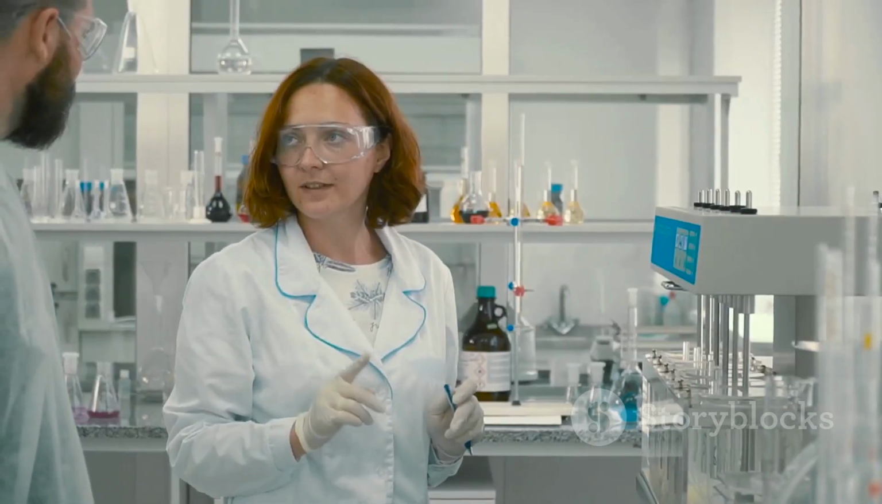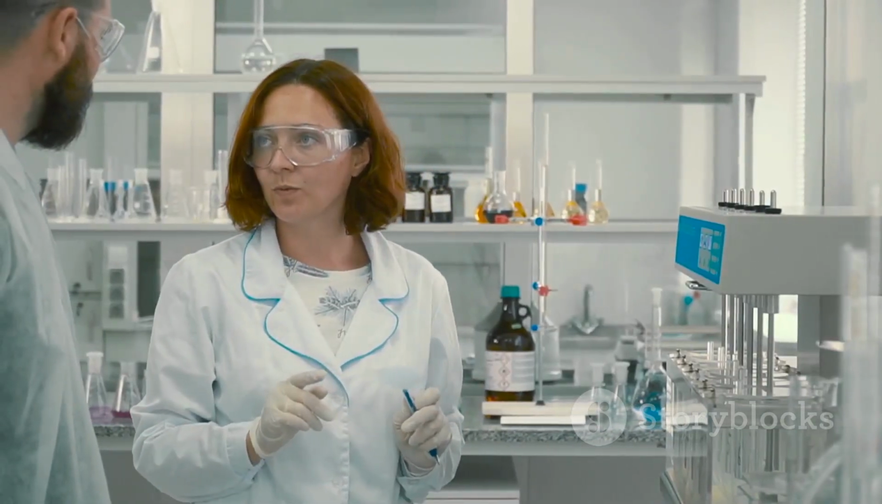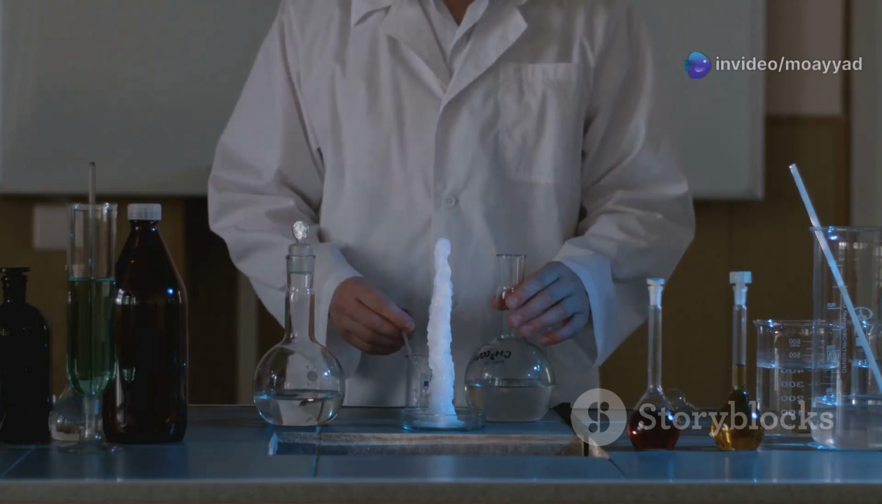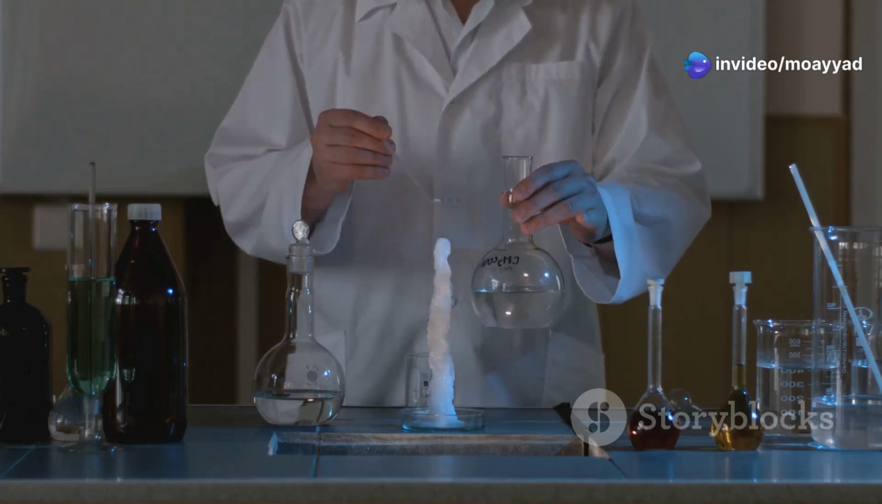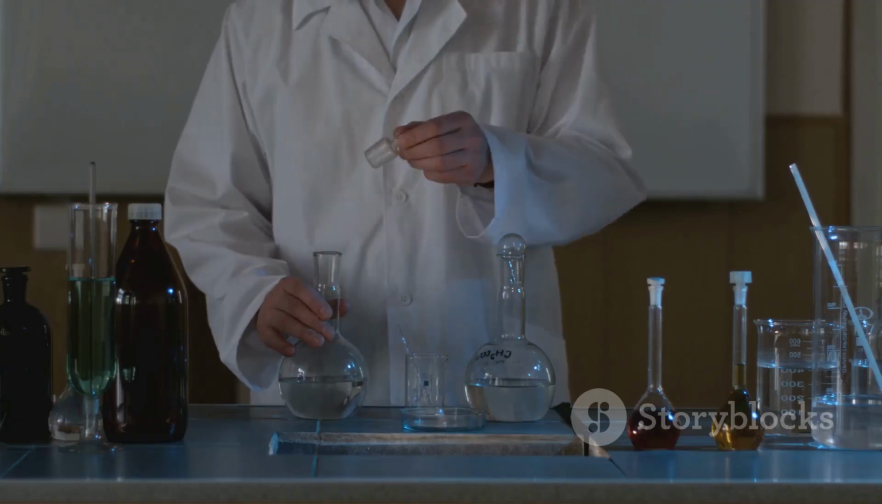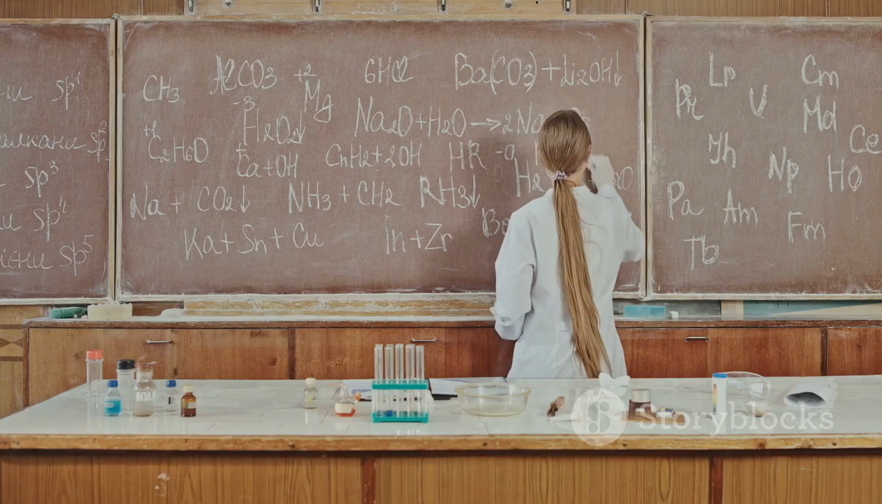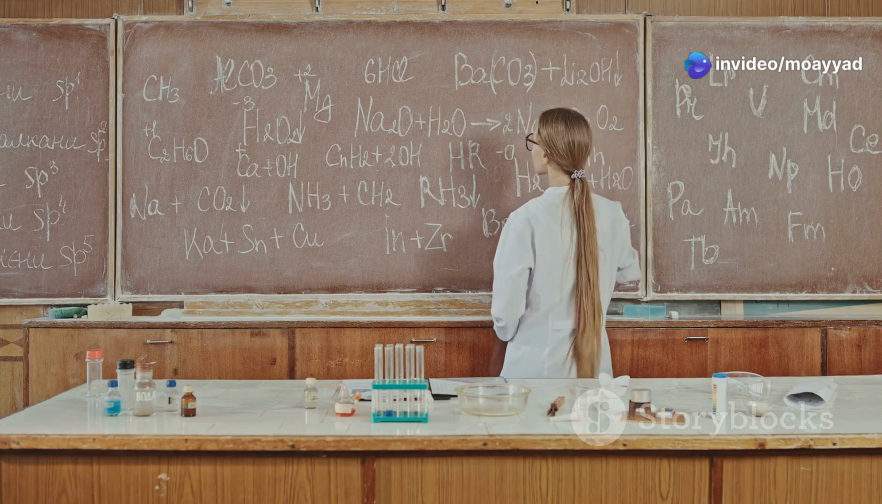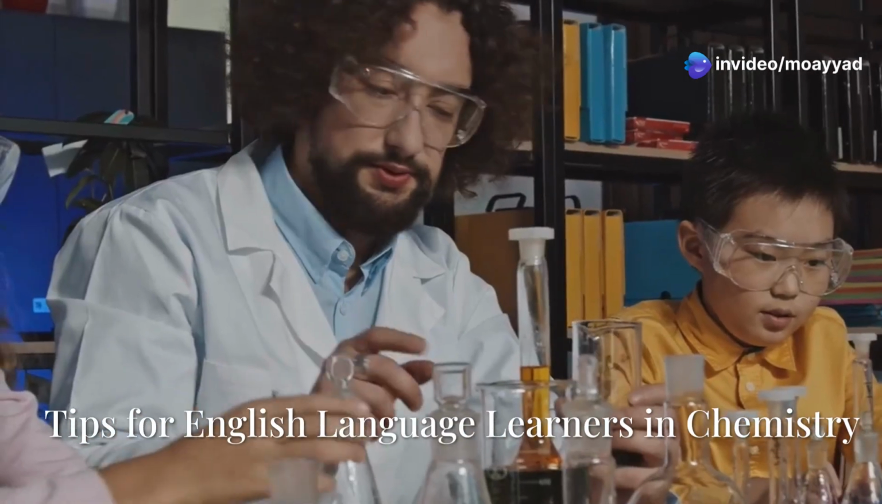For example, the balanced chemical equation for the decomposition of potassium chlorate is 2KClO3 (solid) yields 2KCl (solid) plus 3O2 (gas). This equation tells us that 2 moles of solid potassium chlorate decompose to produce 2 moles of solid potassium chloride and 3 moles of oxygen gas. Learning to write and balance chemical equations is crucial for understanding and predicting chemical reactions.